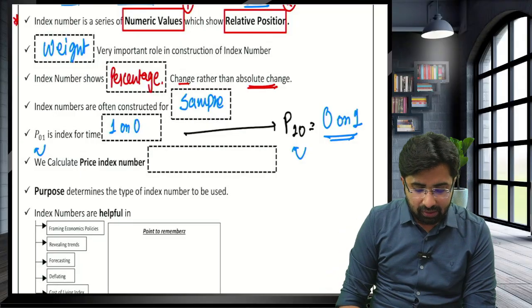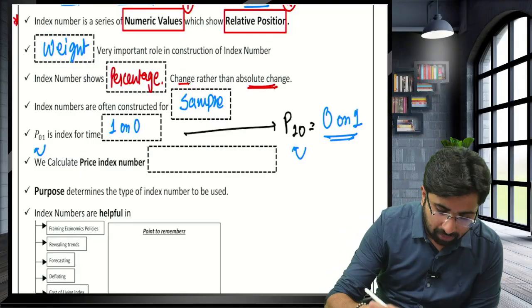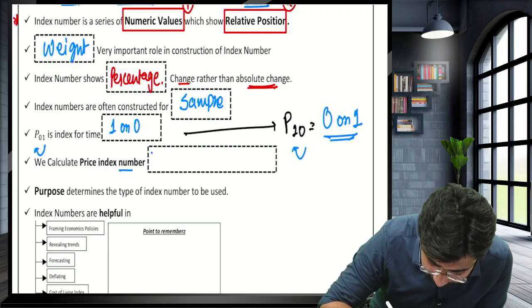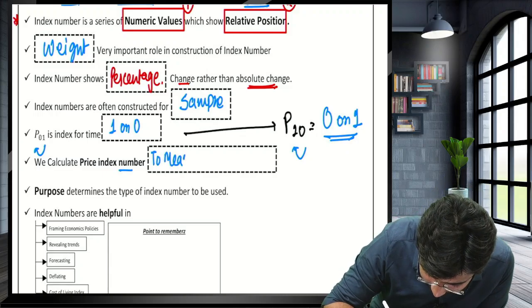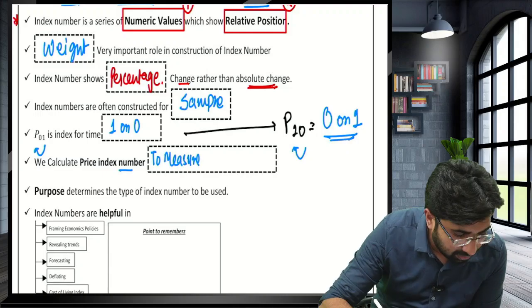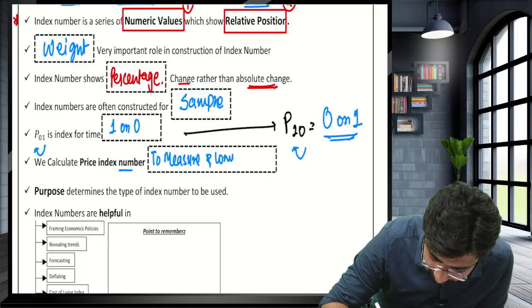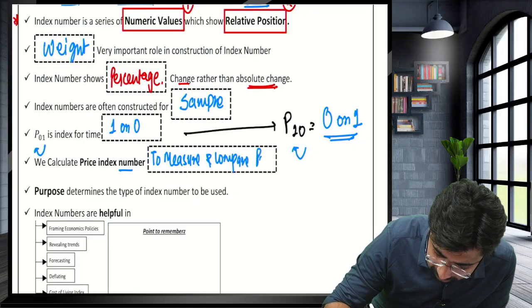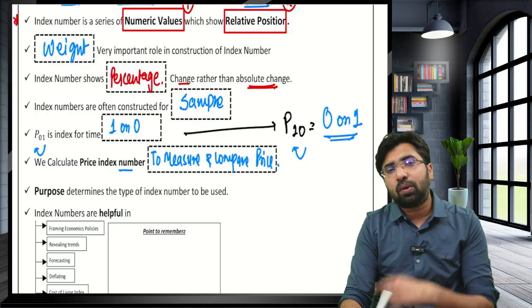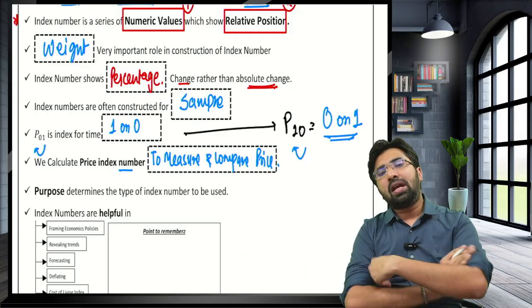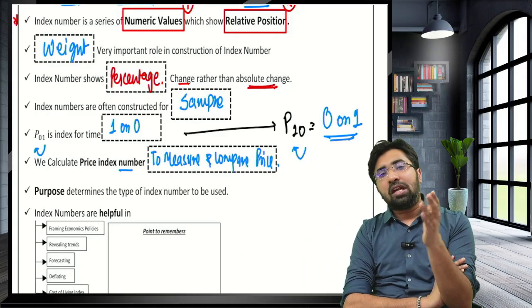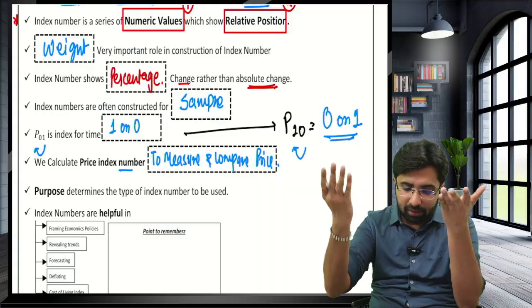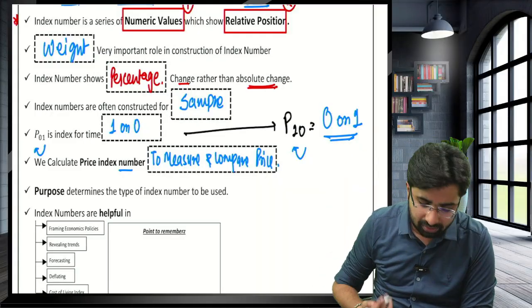Now, we calculate a price index number to measure and compare price. Sir, this is the definition. Yes, compare price, but this was asked. Guys, we calculate a quantity index number to measure and compare quantity. We calculate a value index number to measure and compare value. Guys, not a question.